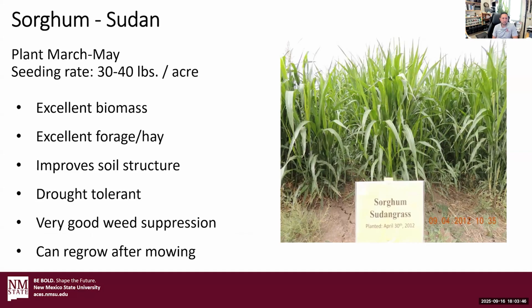Sorghum Sudan, seeding rate between 30 to 40 pounds per acre, provides excellent biomass. It's excellent for forage or hay. This one, because of the root structure and the amount of roots that it produces, can help improve your soil structure. Very good at weed suppression. You can see here in the picture that amount of biomass that it makes. So it just outcompetes those weeds. But this one, after you mow it and terminate it, it can regrow. So this has some potential for becoming a weed when you don't want it to be.